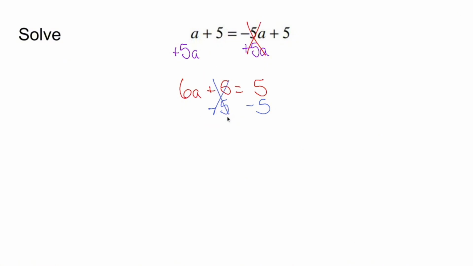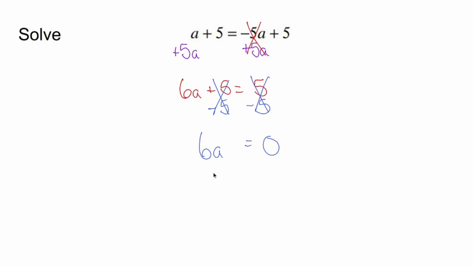That crosses out. Now this is weird because if a positive 5 minus 5 crosses out, then a positive 5 minus a 5 should cross out, which means on the right side I'm left with nothing. On the left side, 6a drops down. Now before you freak out and say, we did something wrong.